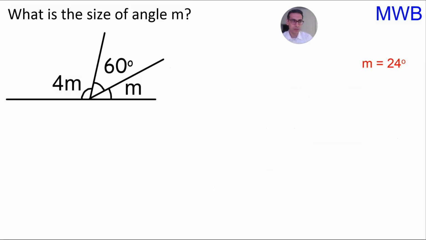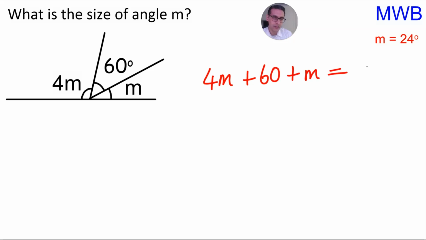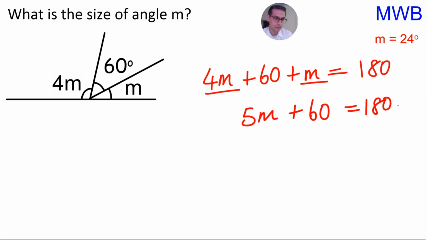Okay, next question. Can you show that m is equal to 24 degrees for this? Okay, so pause the video if you need more time. I'm going to show you how to make the equation. So we can say 4m plus 60 plus m must equal 180. 4m plus m is 5m, so 5m plus 60 equals 180.